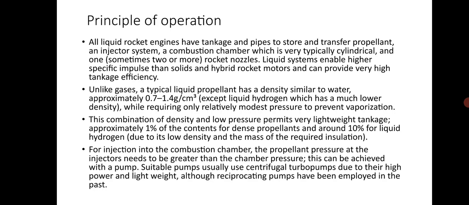This combination of density and low pressure permits very lightweight tankage, approximately 1% of the contents for dense propellant, around 10% for liquid hydrogen. For injection into the combustion chamber, the propellant pressure at the injectors needs to be greater than the chamber pressure. This can be achieved with a pump. Suitable pumps usually use centrifugal turbopumps due to their high power and light weight, although reciprocating pumps have been employed in the past.